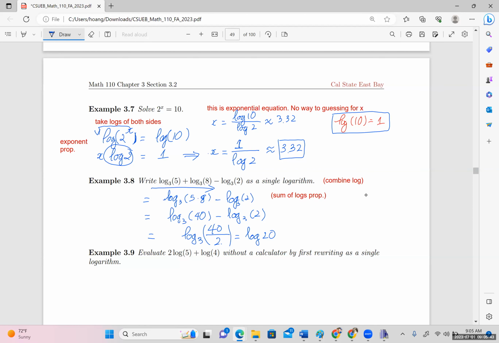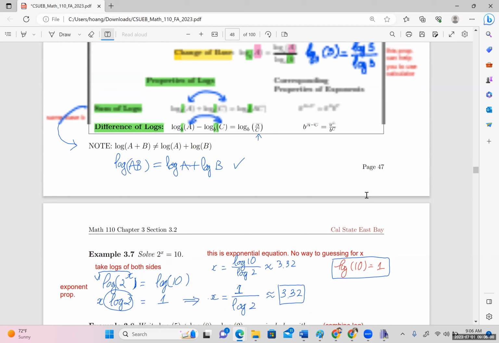I would say this is the difference of logs. Make sure the name is correct. Difference.